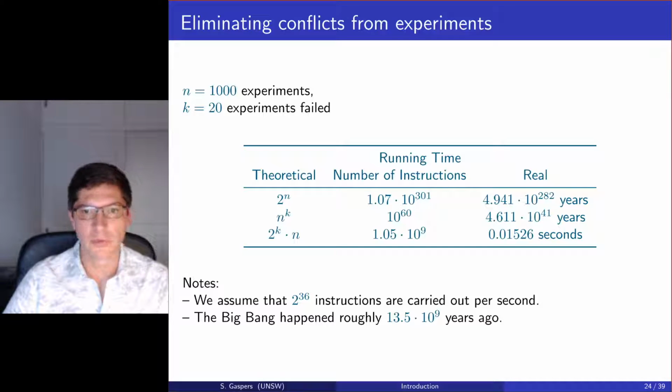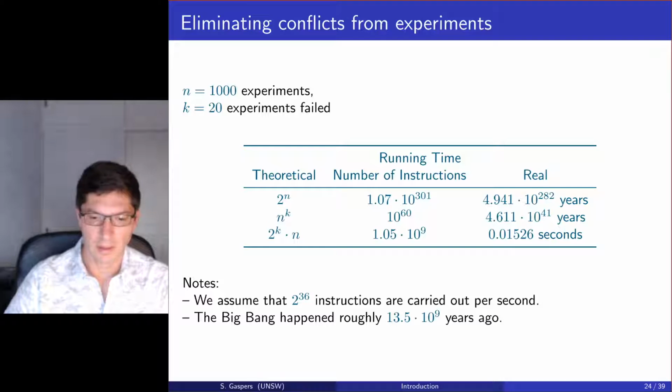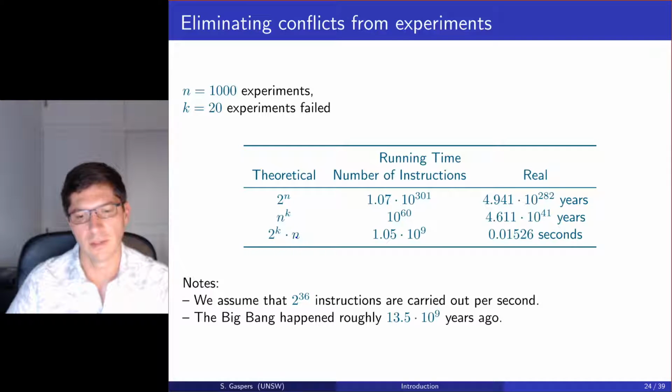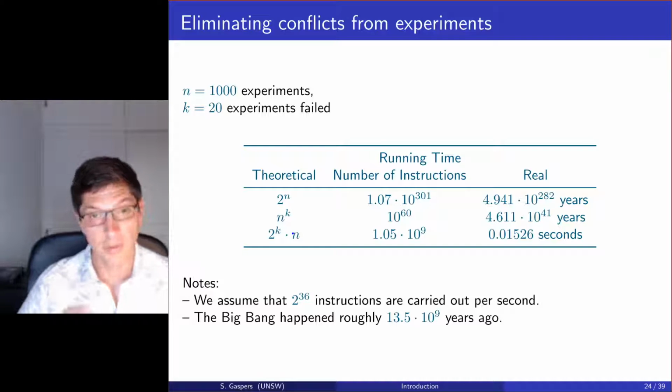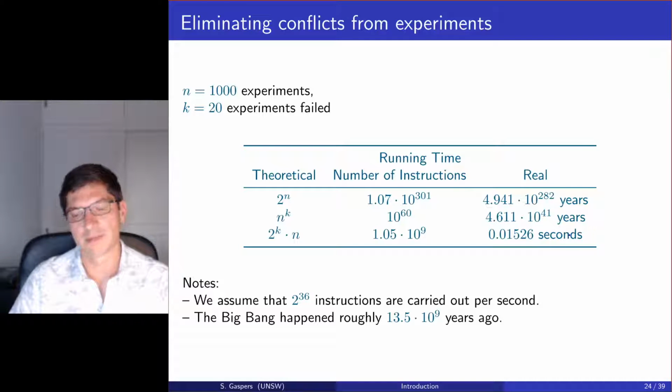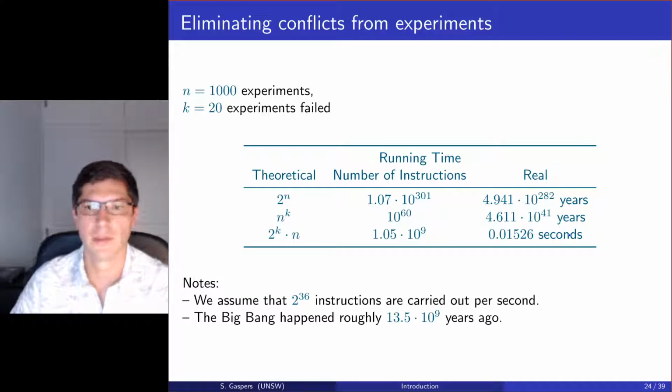It would be much more useful to have a running time where the exponential factor doesn't depend on n. So like in the last running time here, 2 to the k times n, the exponential factor only depends on k. So 2 to the k times a linear function in n. If we could get such an algorithm, now we only need 1.05 times 10 to the 9 instructions, which is much less than a second in real world running times.